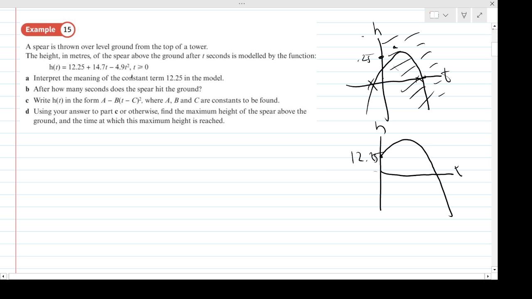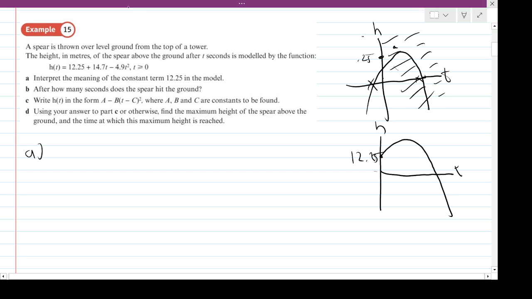And that's a very common thing, right? Normally, with these modeling real life problems, it would be t in terms of something else. So here it's h, but t would be time. So it has to be positive, right? Because you can't have negative time. So that's the situation we're looking for, and that's kind of what the motion of the spear will look like. Okay, so then it says interpret the meaning of the constant term 12.25.